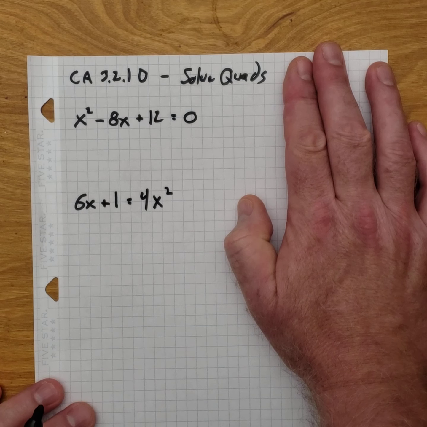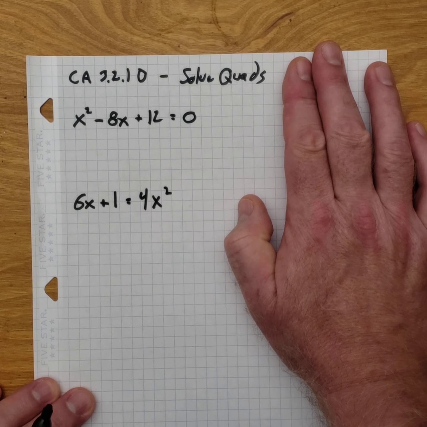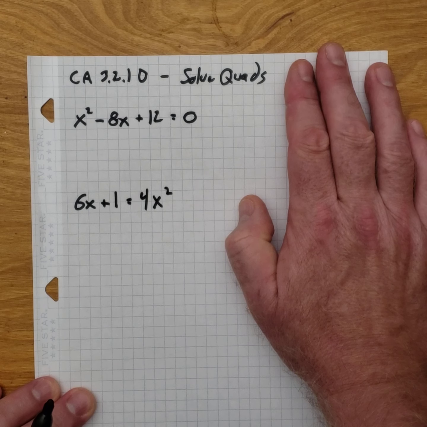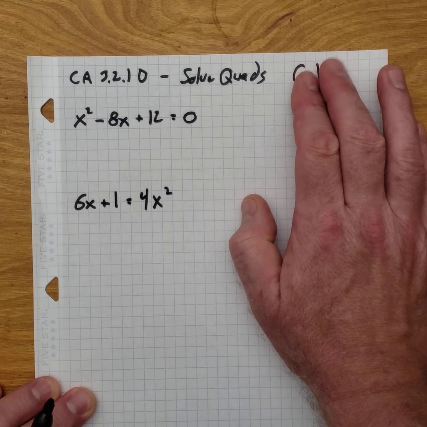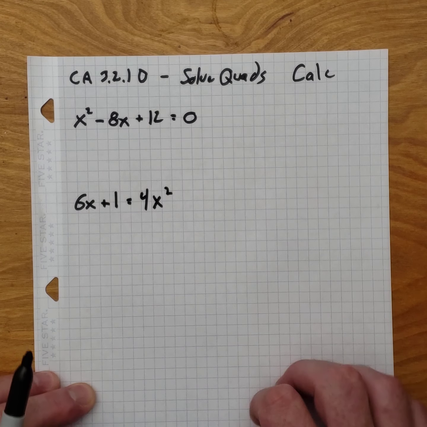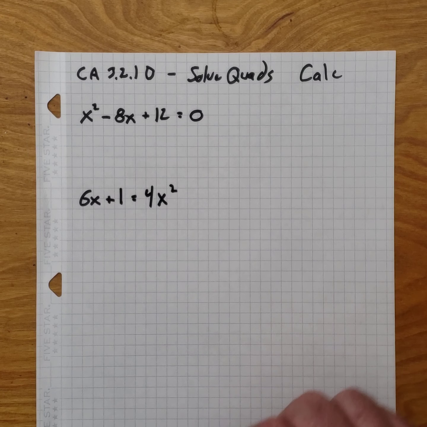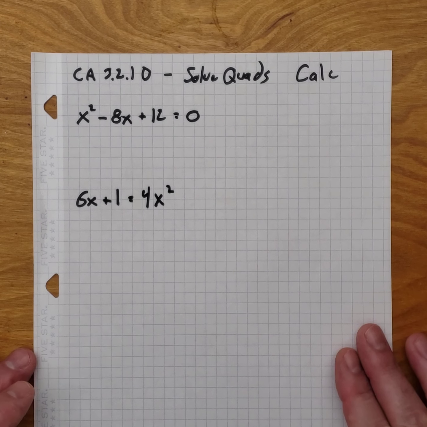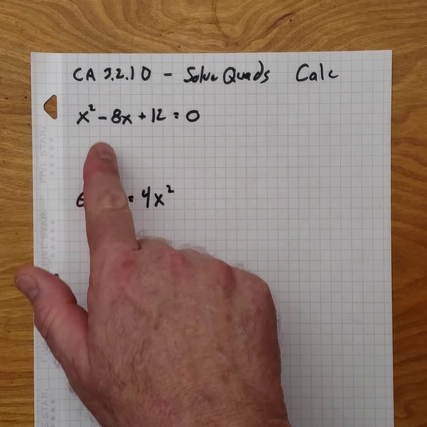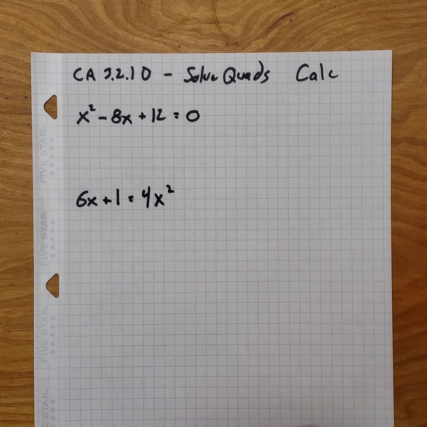Our fourth and final method of solving quadratic equations that we're going to look at this semester is, drum roll please, ta-da, using the calculator. So we're not going to have to do any work here, just a matter of learning some keystrokes. So let's take a look at the first one, x squared minus 8x plus 12.